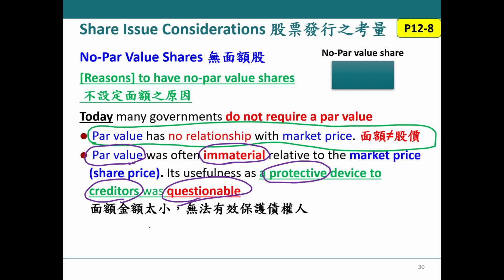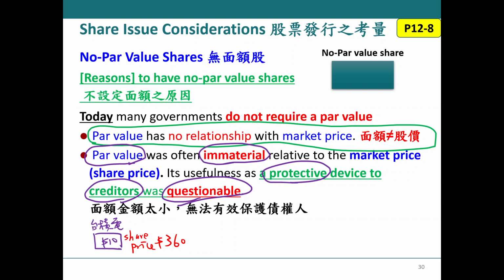For example, if you look at some company like Taiji-Dian, par value $10. Do you know the share price today? Maybe 300. I'm not sure today. $360 maybe. Did you find out? Share price $360. Par value only $10. That par value is too small.